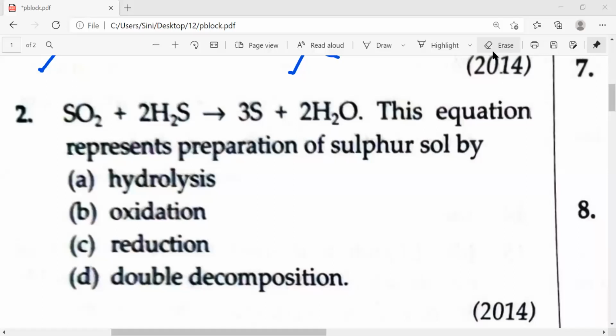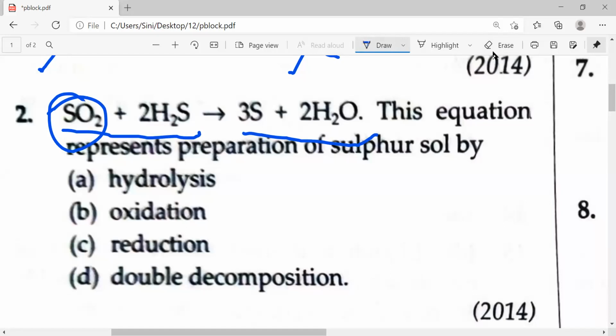So this question: SO2 plus H2S is giving 3S plus 2H2O. This equation represents preparation of sulfur, solved by what? Correct? So here we can see sulfur dioxide, correct? It is reduced to what? It is reduced to sulfur. Correct?